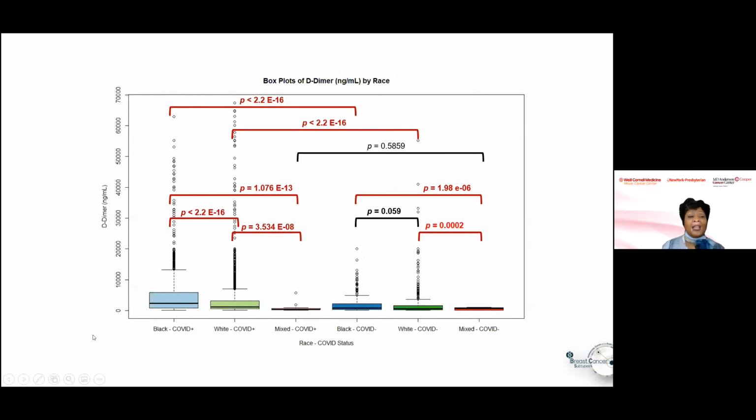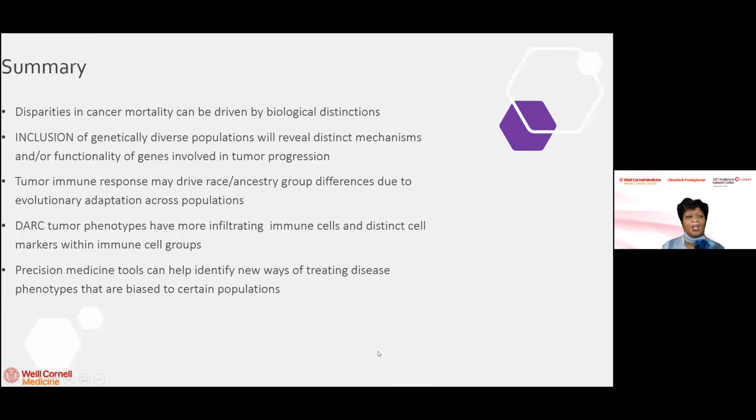Our preliminary data actually supports this hypothesis, showing that Black patients with COVID-19 positive test results have higher inflammatory markers, and I'm showing D-dimer here as an example. So higher D-dimer levels in Black COVID positive patients compared to white COVID positive patients, which we don't necessarily see in COVID negative patients.